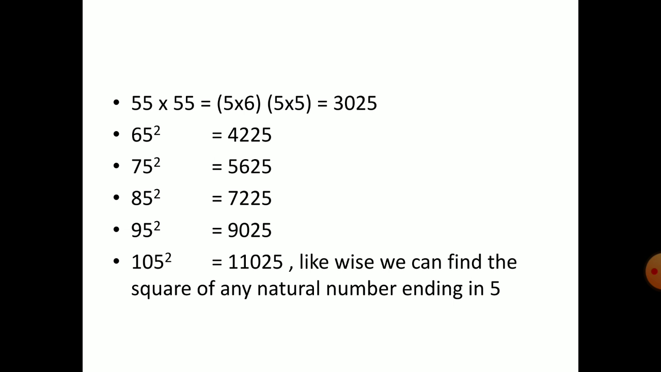75 square: 7 into 8 is 56 and 5 into 5 is 25, so 5625. 85 square is 7225. 95 square: the number next to 9 is 10. 9 tens are 90 and 5 5s are 25. Put together it becomes 9025. Similarly, for 3-digit numbers also, 105 square: the number next to 10 is 11. 11 tens are 110 and 5 5s are 25. So the square of 105 is 11,025. Likewise, we can find the square of any natural number ending in 5 very easily.